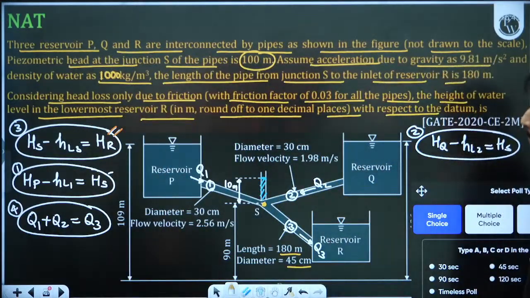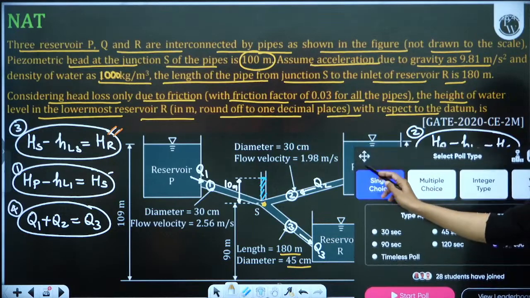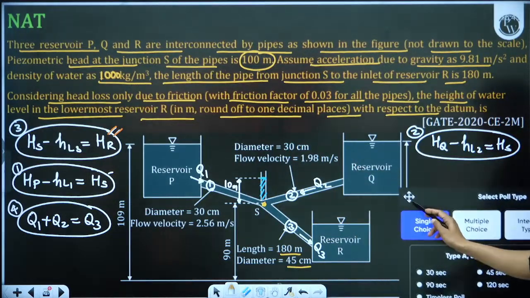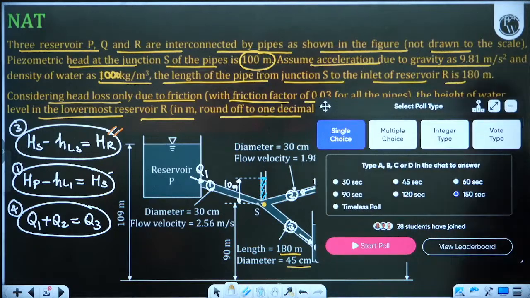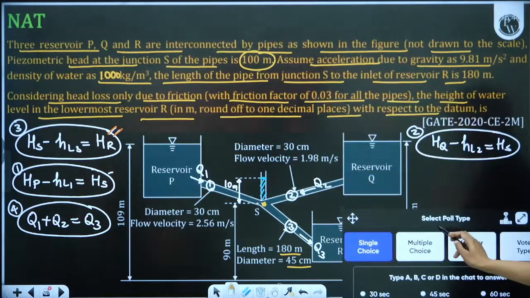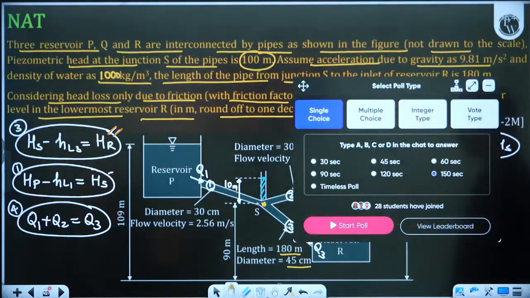Equations 1, 2, 3 are based on the Darcy-Weisbach equation, and the 4th equation is based on the continuity equation. 1, 2, 3 are based on Bernoulli and Darcy-Weisbach combined, because if we put HL is equal to f L Q square upon 12.1 d to the power 5, that will be Darcy-Weisbach. 1, 2, 3 are the combination of Bernoulli and Darcy-Weisbach. 4 is the continuity equation. That I have told you in the previous class also.